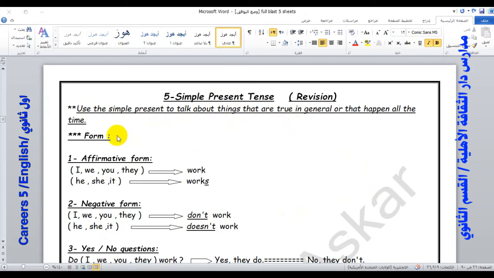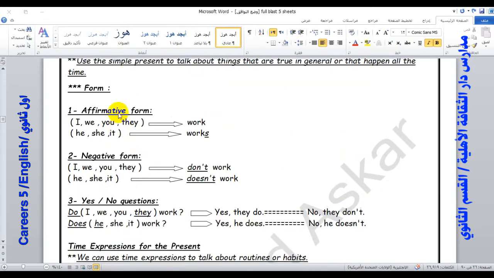What is the form of the simple present? ايه صيغة زمن المضارع البسيط؟ In the affirmative form, we should use a present verb with I, we, they. I work, we work, you work, they work. Also with he, she, it, we use a present verb. But here, we should add s in the end of the verb. He works, she works, it works.